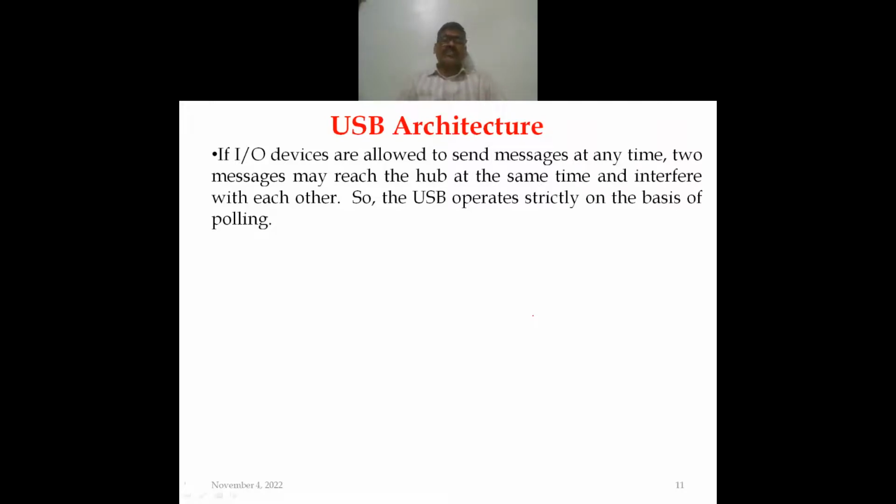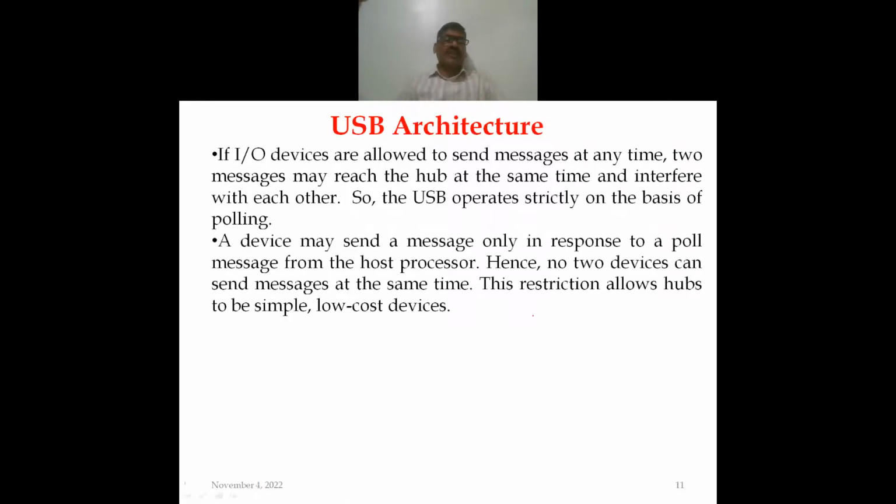So the USB operates strictly on the basis of polling. Polling is the mechanism used by the USB. A device may send a message only in response to a poll message from the host processor. Hence, no two devices can send messages at the same time. This restriction allows hubs to be simple and low-cost devices.